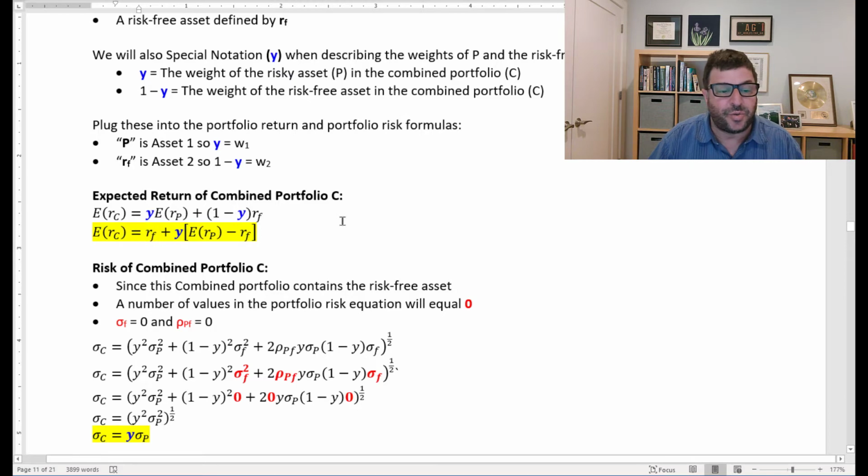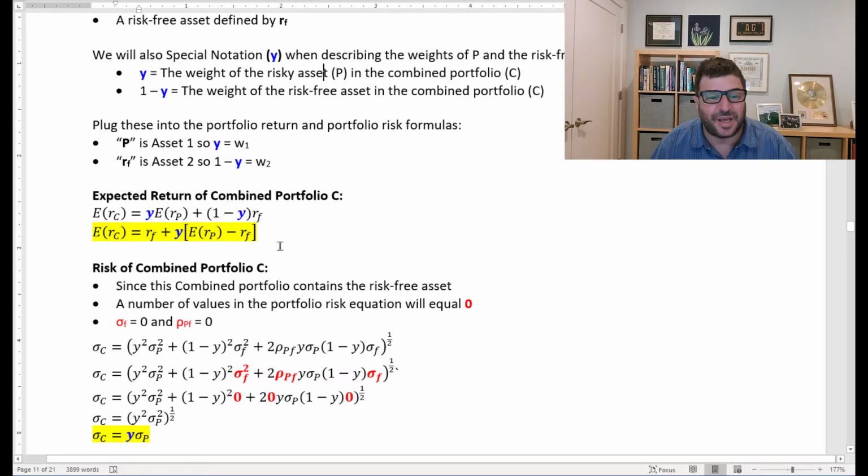And because we have Y on both sides, I can distribute the RF through, and I get an RF minus a Y RF, and I can combine these, and I get that the expected return of the combined portfolio is the risk-free plus Y times the expected return of P minus the RF.